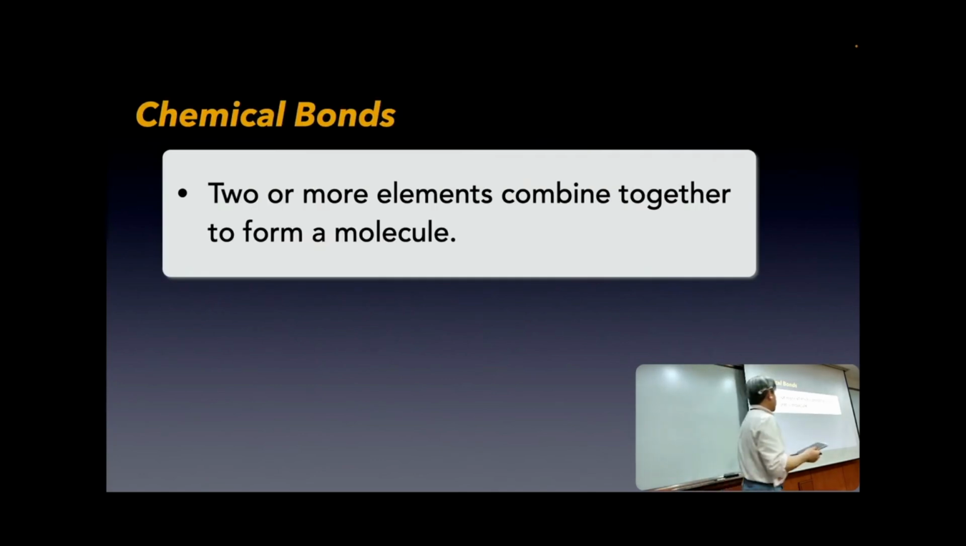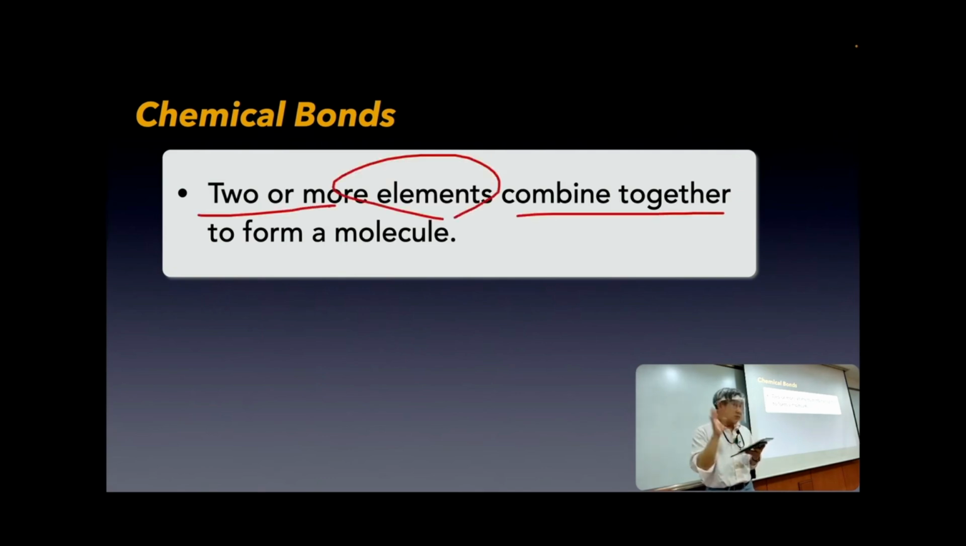Okay, so chemical bonds. Now we can jump right into the different types of chemical bonds. Like I said, electrons are very important in determining what kind of chemical bonds a certain molecule will form. So in a chemical bond, by definition, two or more elements combine together, and this is a molecule, a compound.